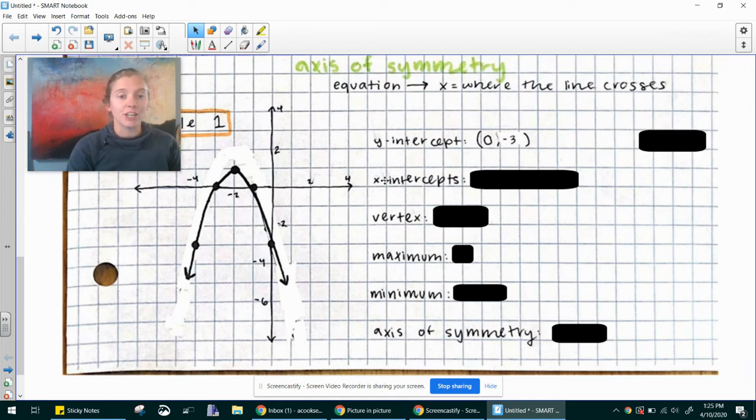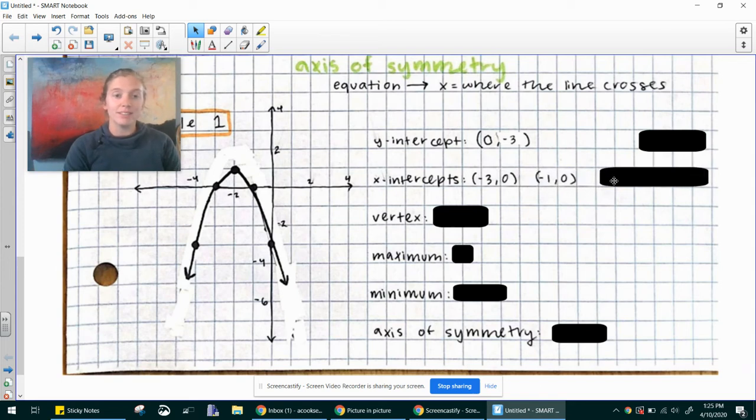Then we're going to find our x-intercepts, also known as our zeros, our solutions, or our roots. The x-intercepts are -3 and -1. So the point (-3, 0), and the point (-1, 0). Then we need to find our vertex. Remember, the vertex is the highest or lowest point on the graph. In this case, the vertex is at the top, and it's at the point (-2, 1).